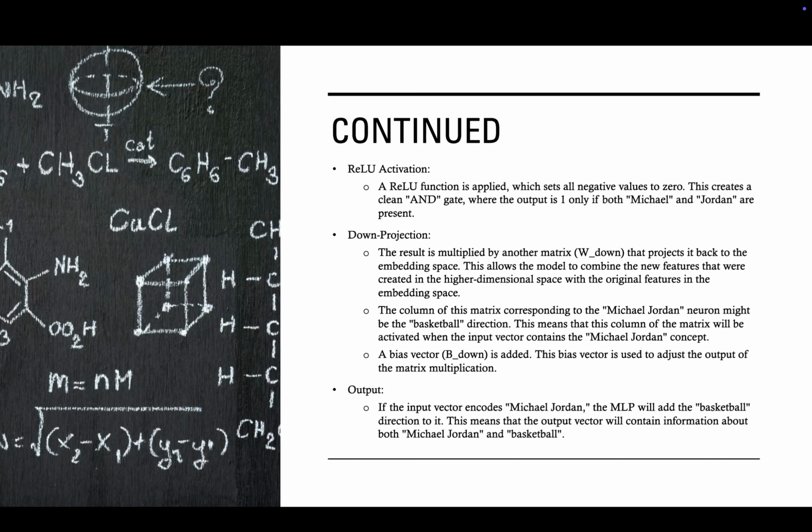The column of this matrix corresponding to the Michael Jordan neuron might be the basketball direction. This means that this column of the matrix will be activated when the input vector contains the Michael Jordan concept. A bias vector is then added. This bias vector is used to adjust the output of the matrix multiplication. And so as an output, if the input vector encodes Michael Jordan, the MLP will add the basketball direction to it. This means that the output vector will contain information about both Michael Jordan and basketball.